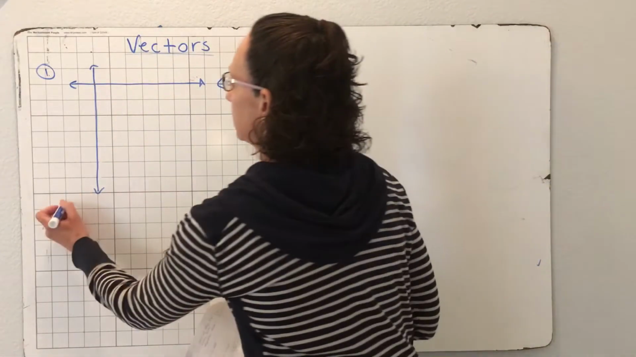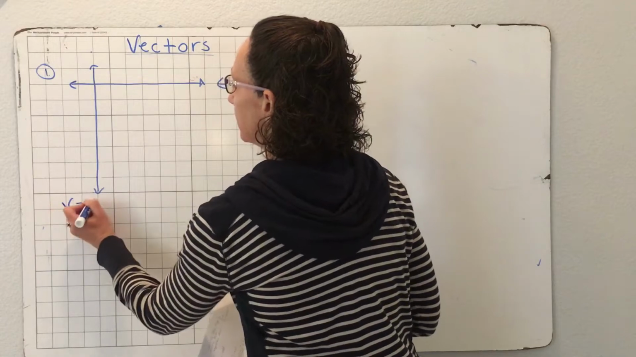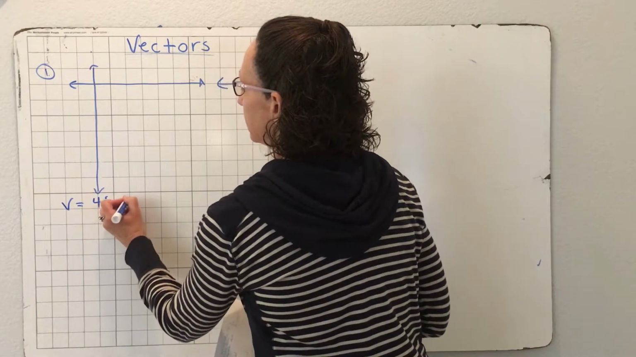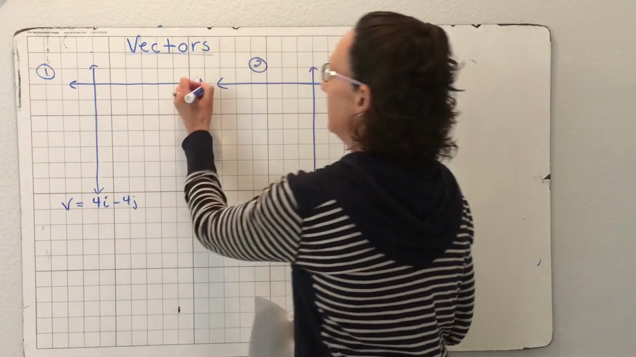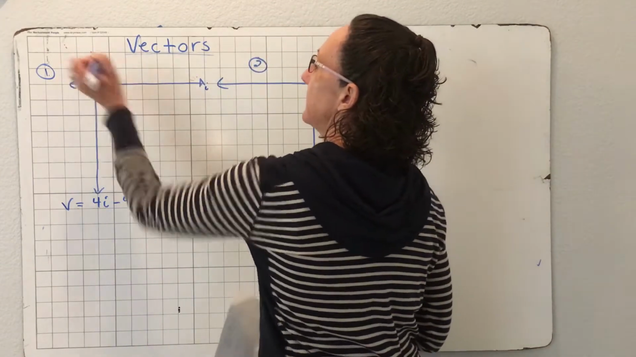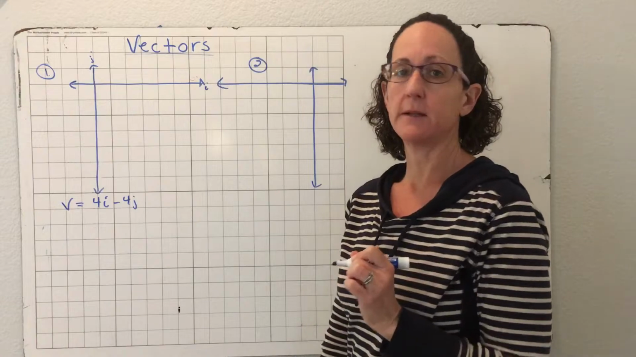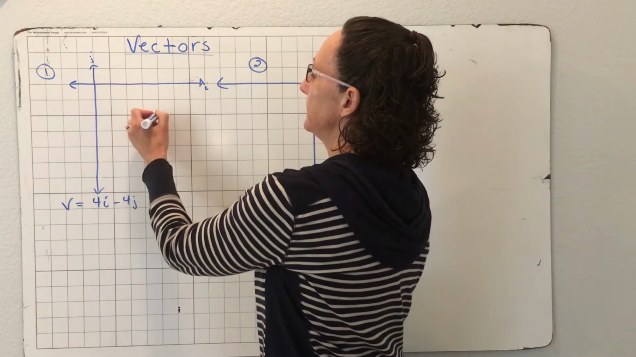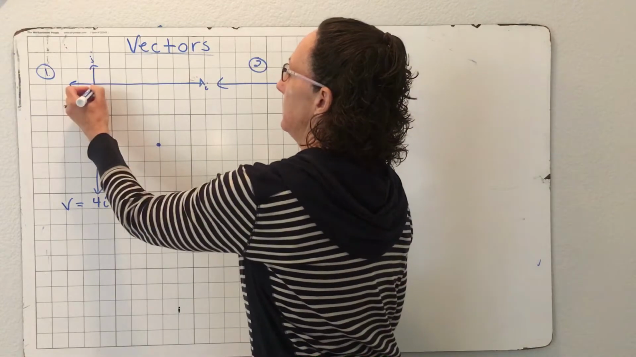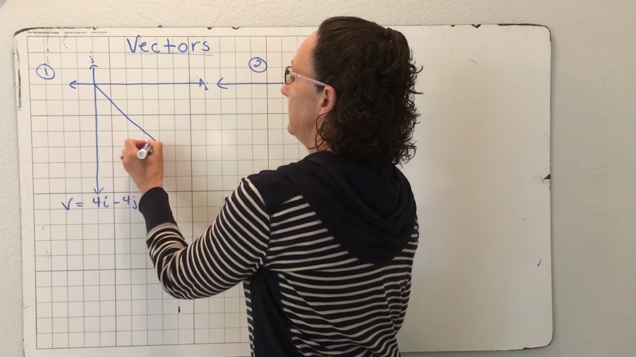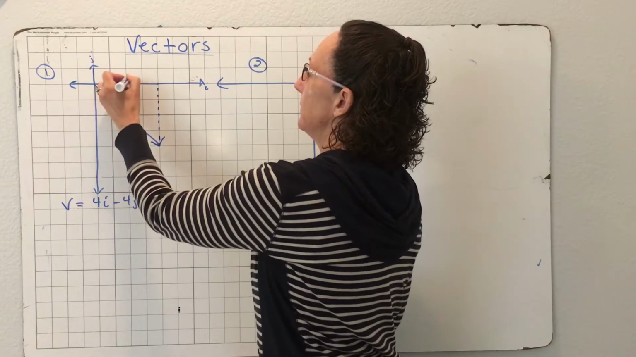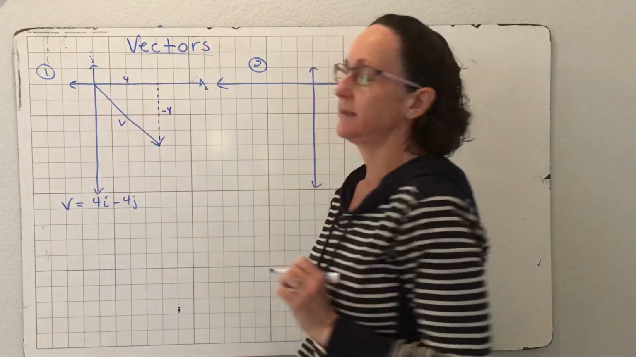So the first problem we're gonna do is vector v is 4i minus 4j, okay? So remember, that's the i-axis, that's the j-axis. So 4i minus 4j just means you go over 1, 2, 3, 4, down 1, 2, 3, 4. Okay, that's vector v. You always draw a right triangle where that's 4 and that's down 4.